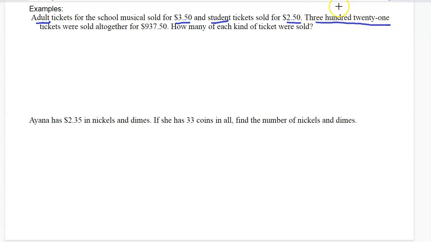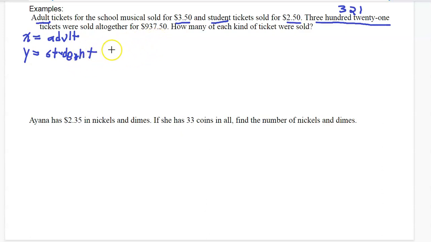Okay, I know this is 321, sold all together. So if I define my variables, I'm going to say X equals adult, Y equals student. Having a little problem today writing, student, okay.